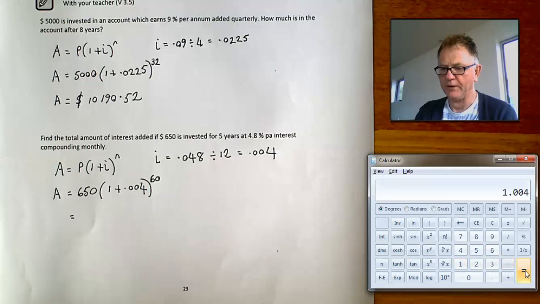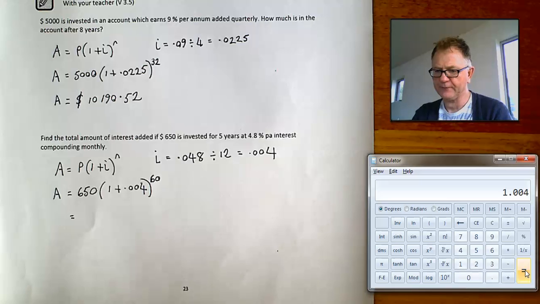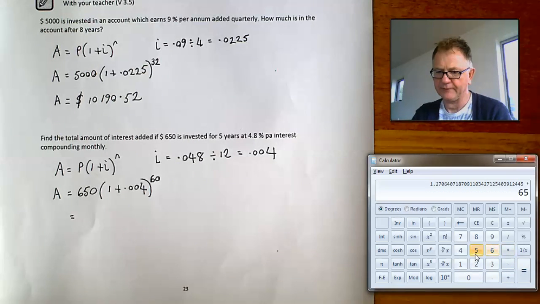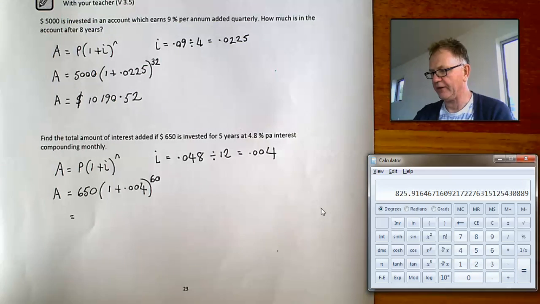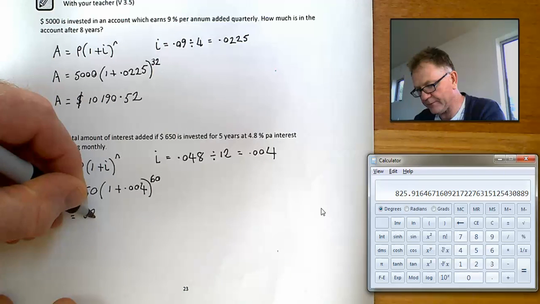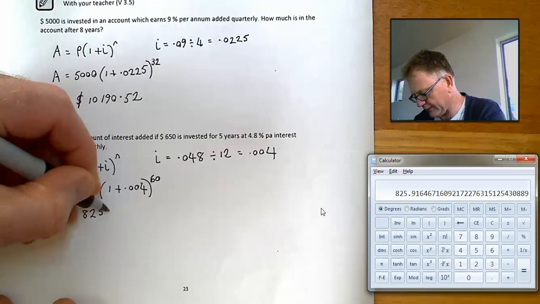I've got 1.004 raised to the power 60, and I'll times that answer by 650. Round my answer off for dollars and cents. I've got $825.92.